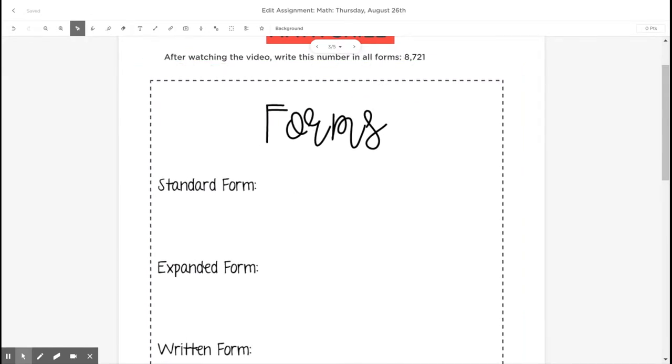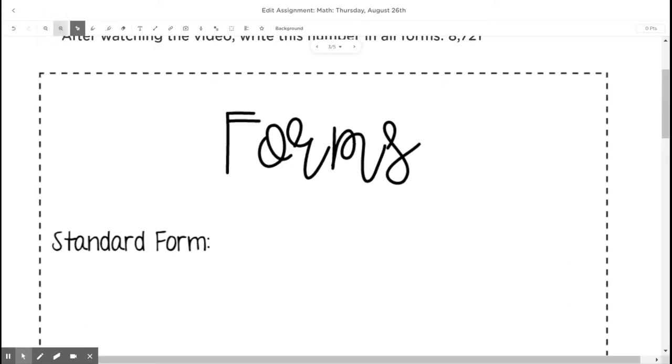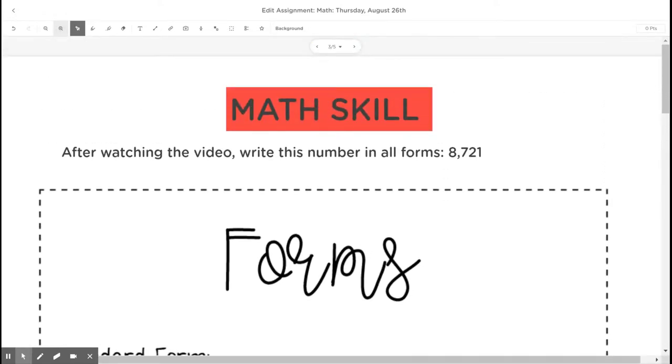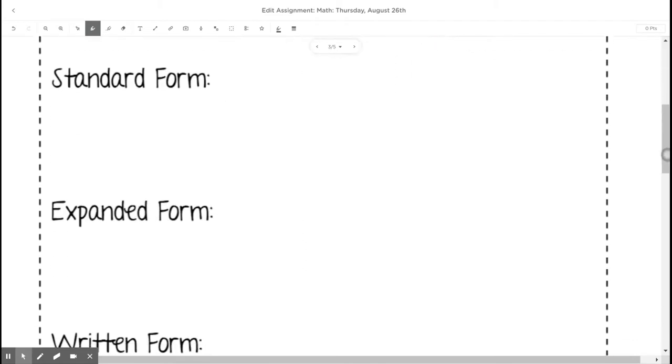I'd like you to zoom in here. Underline where the thousands, hundreds, tens, and ones are. That is always a good start when we are writing them in different forms. So you can underline each one and then label where they are at.